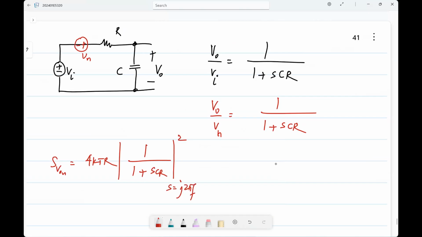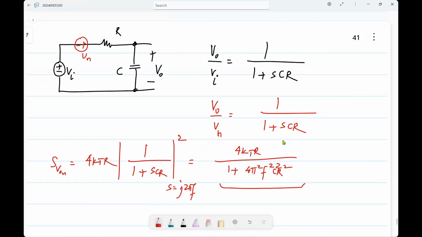The spectral density is invariably calculated as a function of the cyclic frequency F. Of course, you will see examples of omega also, but in our case, we always do it with the cyclic frequency F. So this becomes 4 kTr by 1 plus 4 pi square F square C square R square. Okay. So the spectral density, as you can see, goes down with frequency.